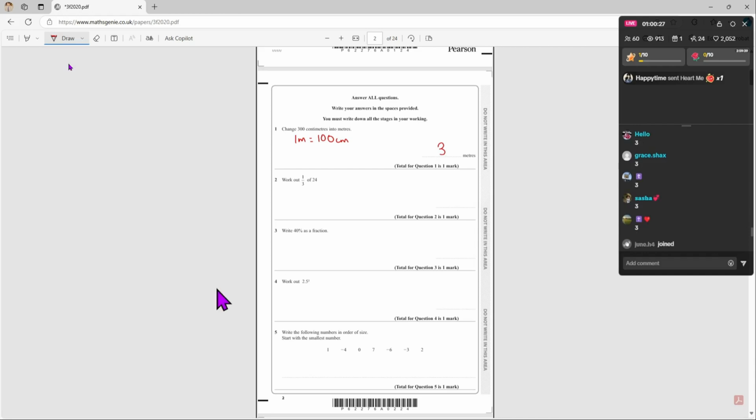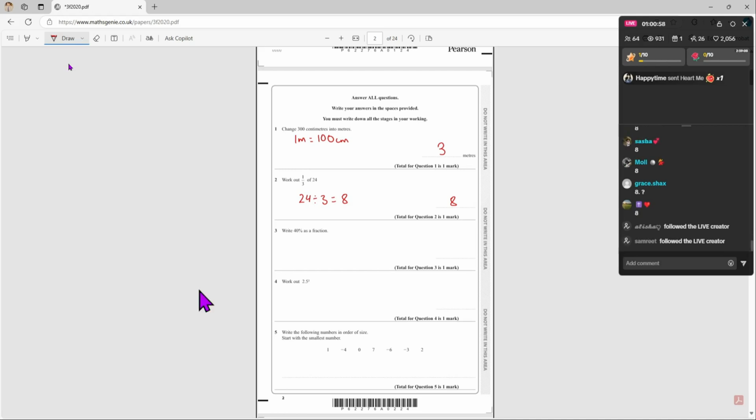Now let's work out 1/3 of 24. A third of 24. So how do we do this? Yes, it is 8. To do this question, it's just going to be 24 divided by 3, which will just be 8. Okay? And now question number 3.